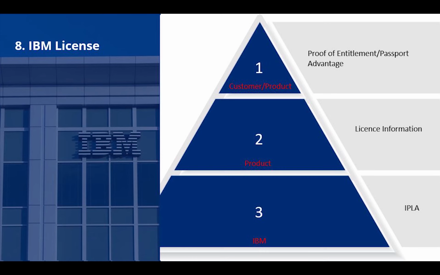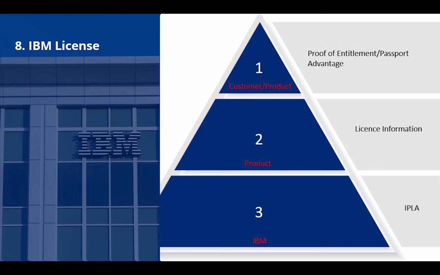Then the IPLA is essentially the same for any IBM product. Then you have what's called the LI, the license information. And this will basically relate to the software product, and will tell you effectively how the license works for that product. And we'll have a look at that a little bit more.